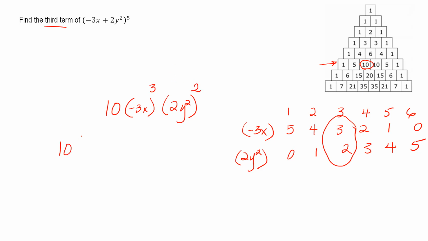So we will have 10 times negative 3 cubed is negative 27. And x cubed is x cubed. And then 2 squared is 4. And y squared squared is y to the 4th. So we would have negative 270 times 4, which would be negative 1080 x cubed y to the 4th.